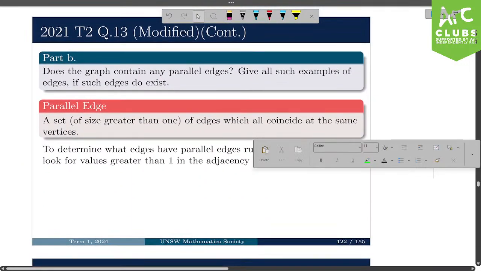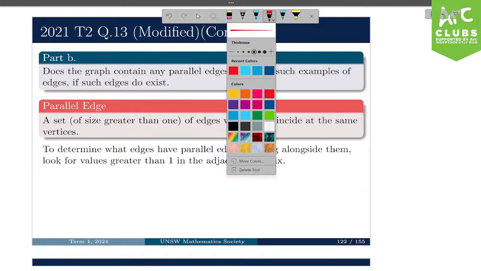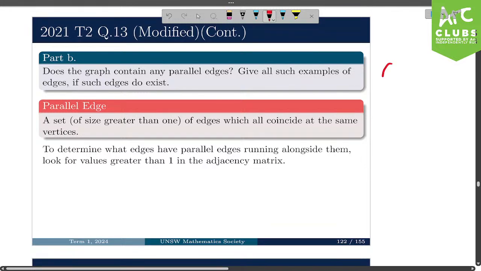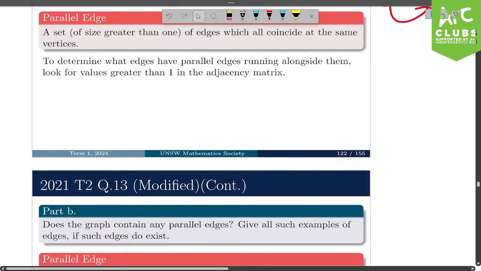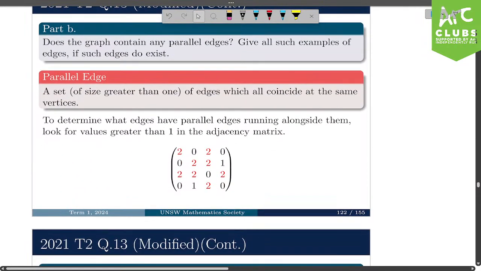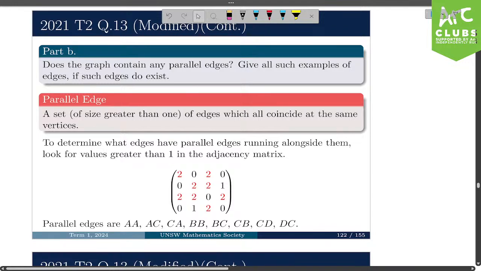To figure out which sets of edges are parallel, we want to make sure we look at what the candidate vertices can be. If we consider some A and B, if we have an edge going from A to B and another edge going from A to B, in our adjacency matrix that'll be a number bigger than 1, right? Denoting that there is more than one edge going from A to B. So we simply look at the numbers bigger than 1. We can see they're highlighted in red. And if we read off again the row and the column, these are all the edges we get.